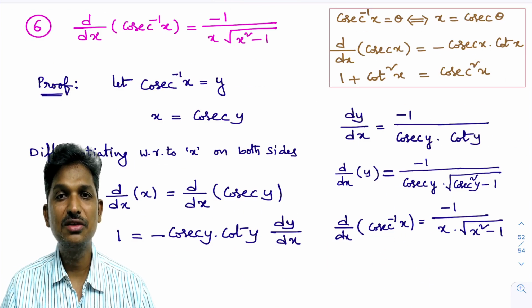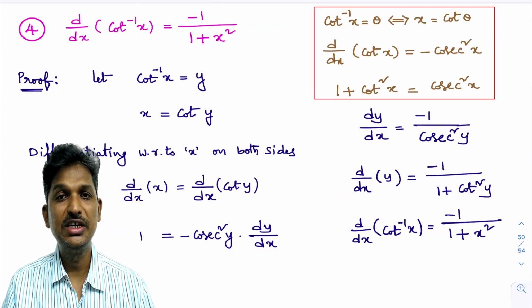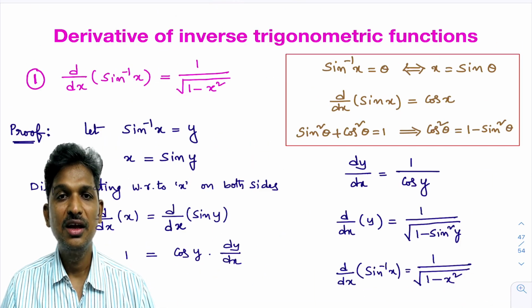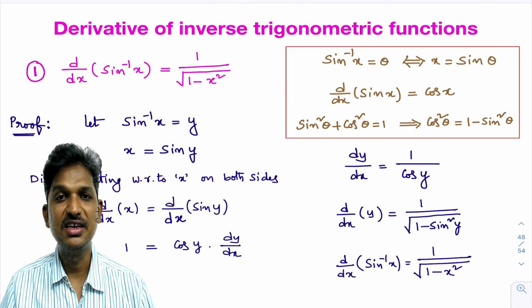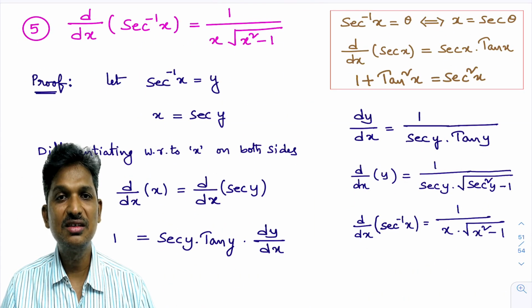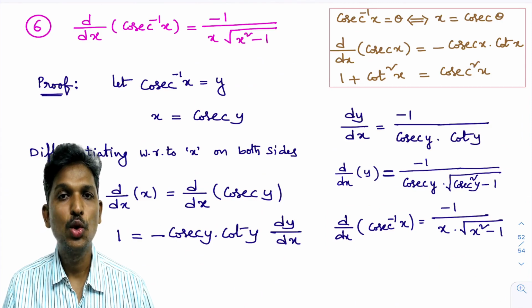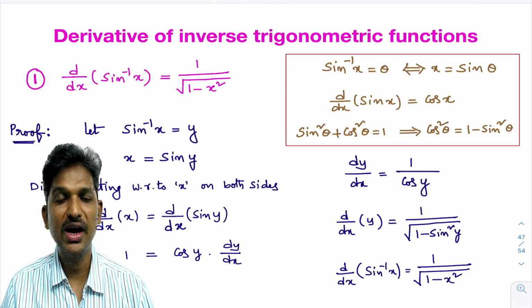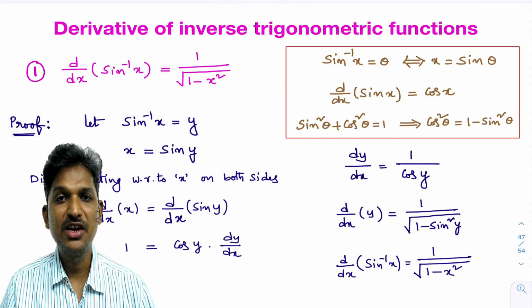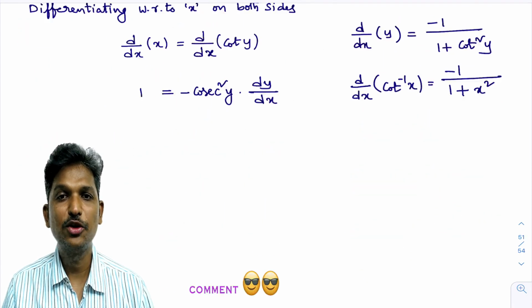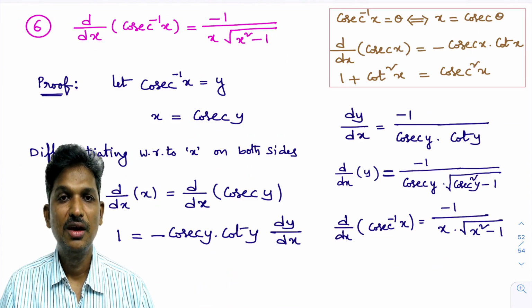In the first class of differentiation, we learned 23 derivative formulas. In that, you just learned that derivative of sine inverse x is 1 divided by square root of 1 minus x square. In this class, we are going to learn why derivative of sine inverse x is 1 divided by square root of 1 minus x square, why derivative of tan inverse x is 1 divided by 1 plus x square. All those things we are going to learn in this class.